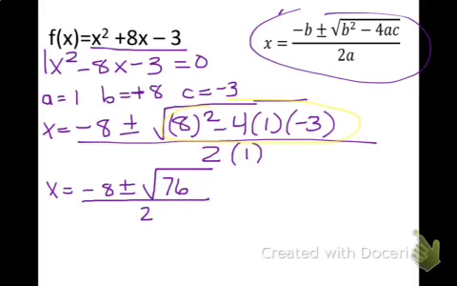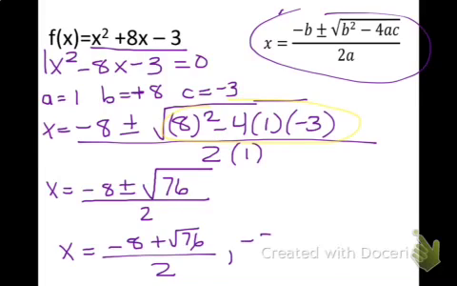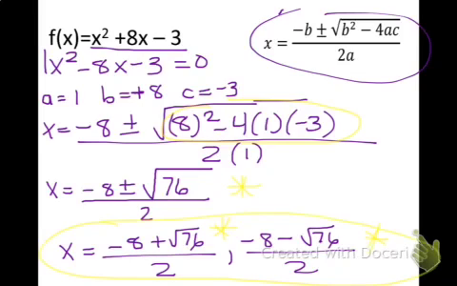Okay? Now, this square root, I'm not going to make you simplify it. So if you leave your answer like this is fine. Or you can write x is equal to -8 plus the square root of 76 all over 2, comma, -8 minus the square root of 76 all over 2. So either one of these answers are fine. Just if you choose the bottom one, you have to say both of them.